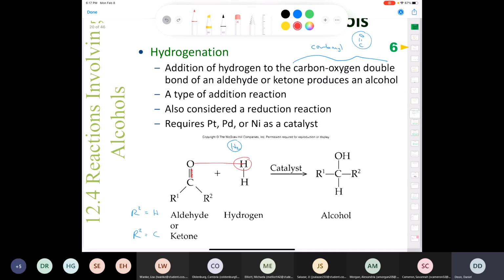Take a look. It might not be as easy to see because they've kind of changed the orientation here, but look at this carbon. It's attached to the oxygen, R1 and R2. It's still attached to the oxygen, R1 and R2, but now this oxygen on the top has a hydrogen attached to it, and there's a new bond from this carbon to the hydrogen, like that. Give me a thumbs up if you see what's going on here. It's a hydrogenation of an aldehyde.